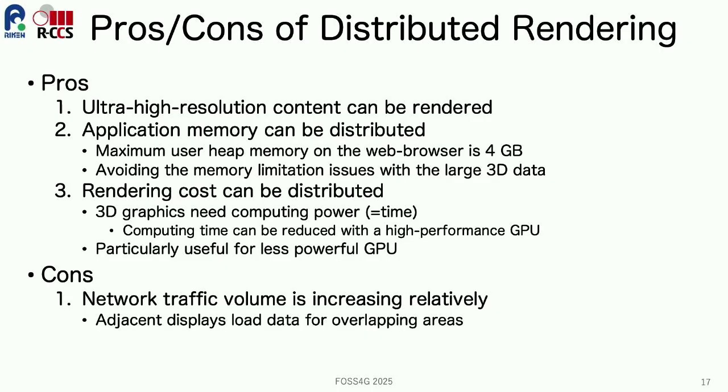These are the pros and cons of this distributed rendering function. Pros: number one, ultra high resolution content can be rendered. And second, the application memory can be distributed. An ordinary web browser has a maximum user heap memory limitation of 4 GB. So distributed rendering avoids the memory limitation issue with large 3D data, because the 3D data is distributed across each display. And rendering cost can be distributed.